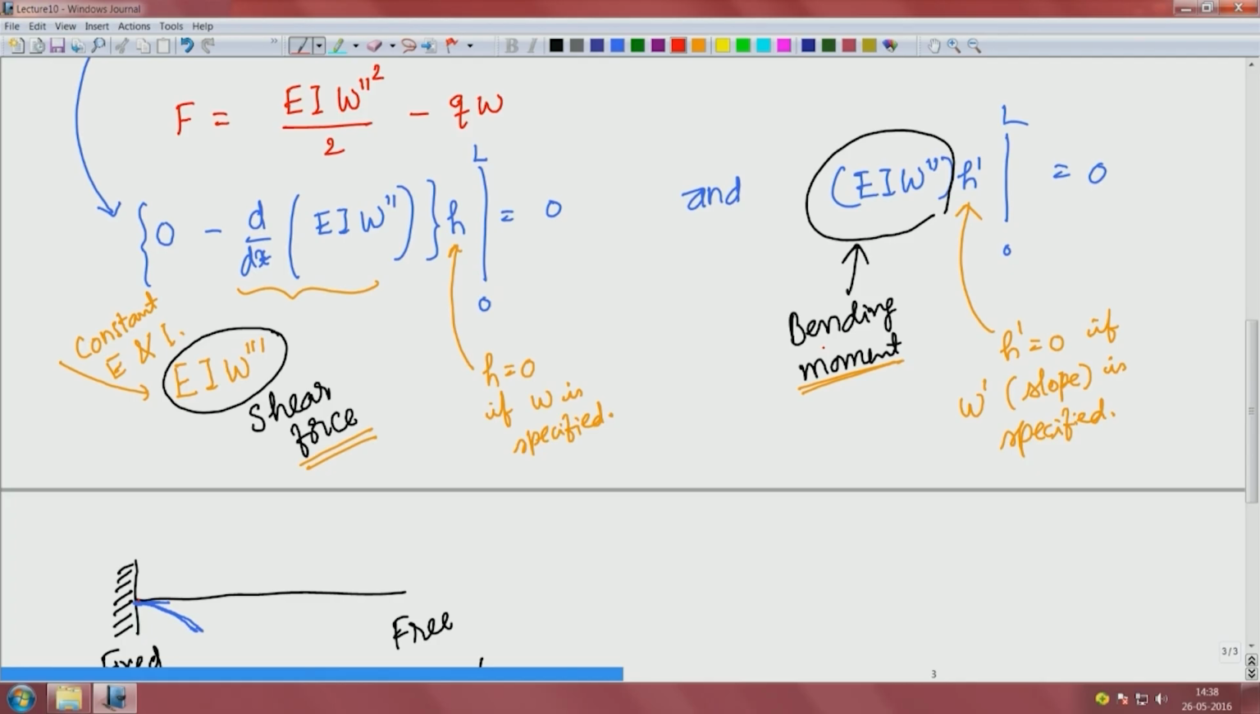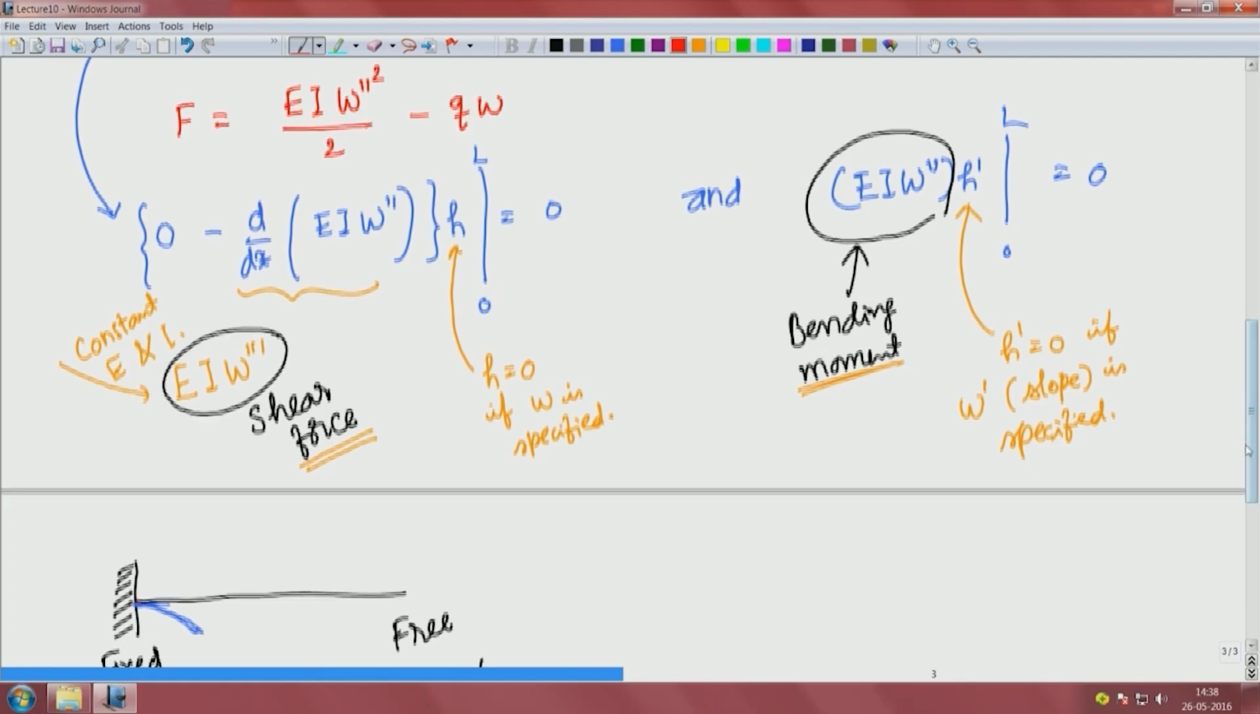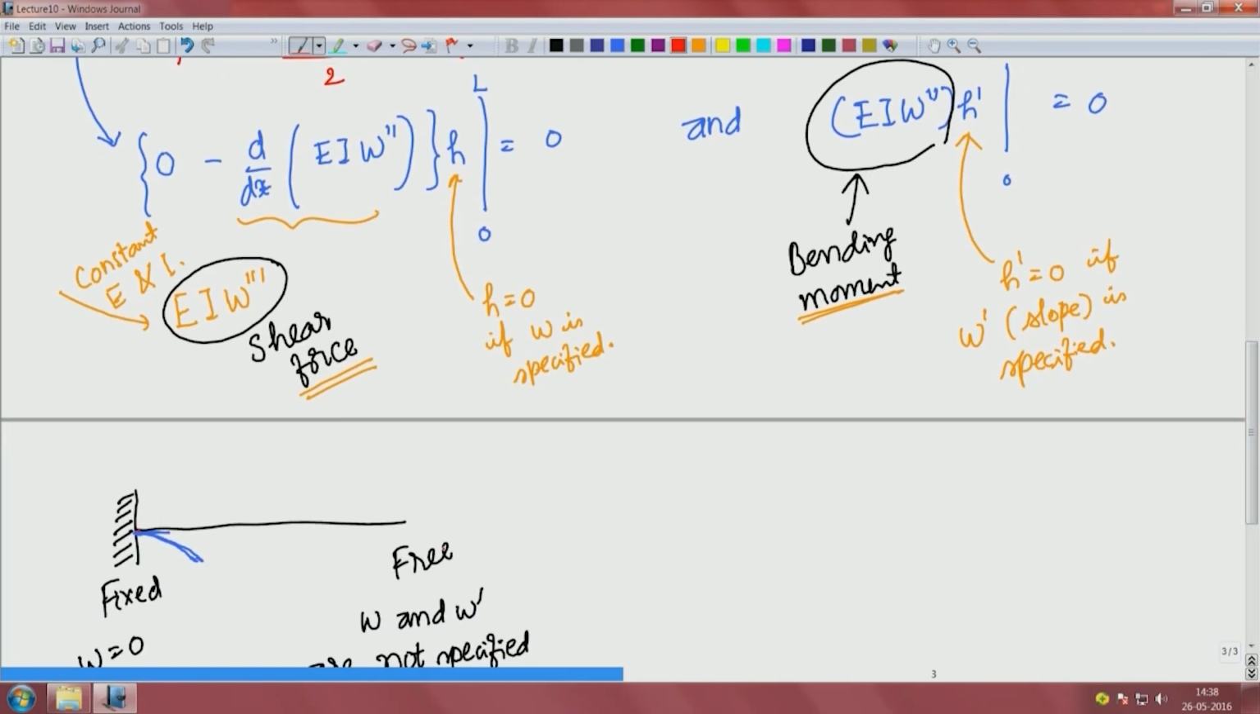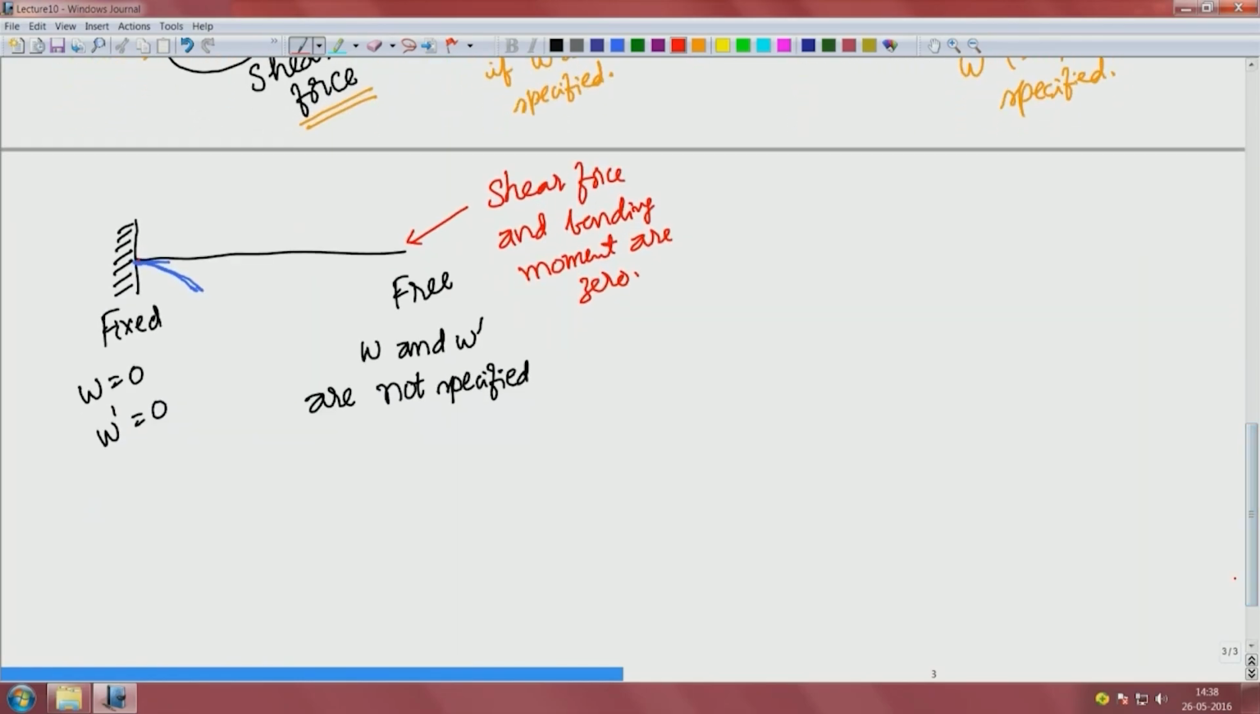It can also be 0, but need not be 0. Okay. But if it is free, W not specified, then the shear force should be 0 at this point, and so should be the bending moment. Both shear force and bending moment are 0 here. Okay. So, that is how the boundary conditions also follow from calculus of variations.